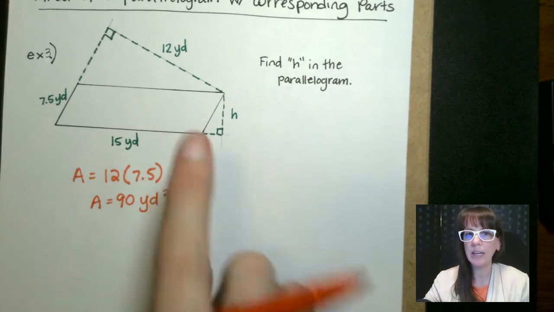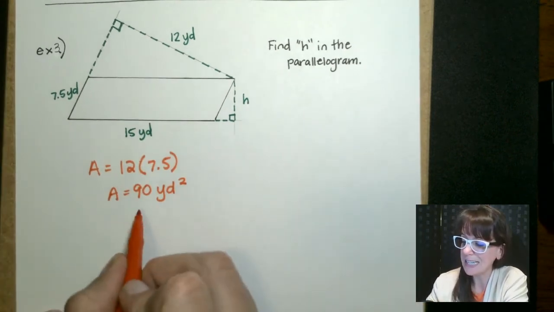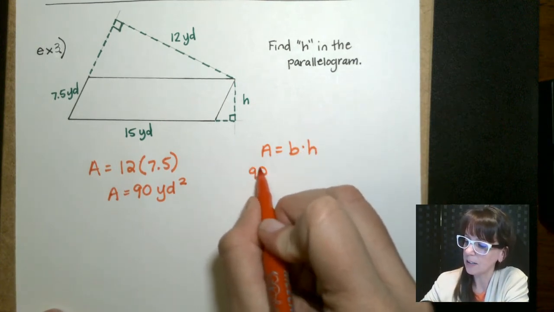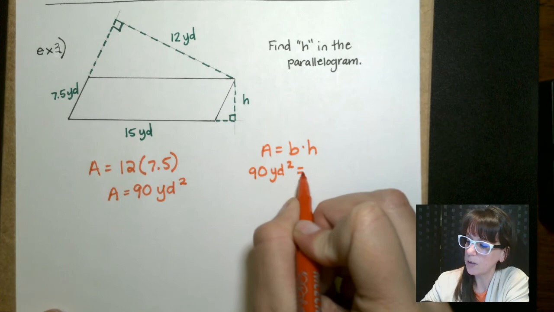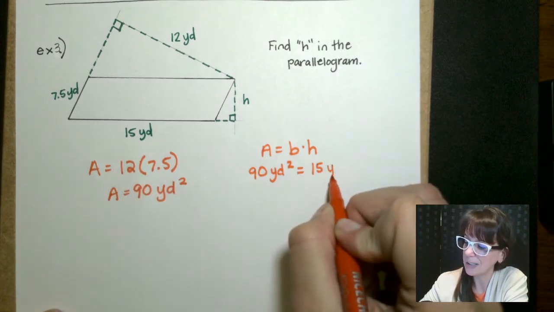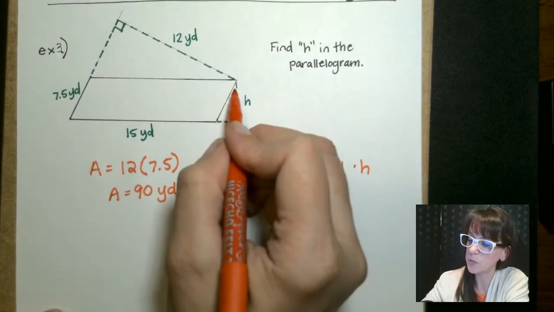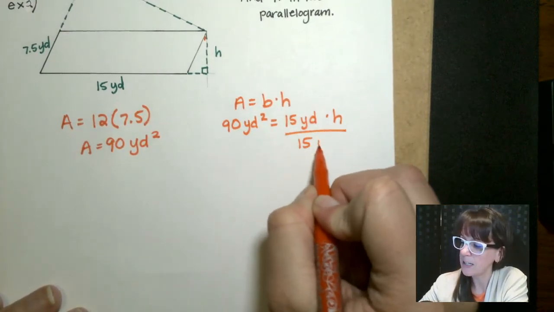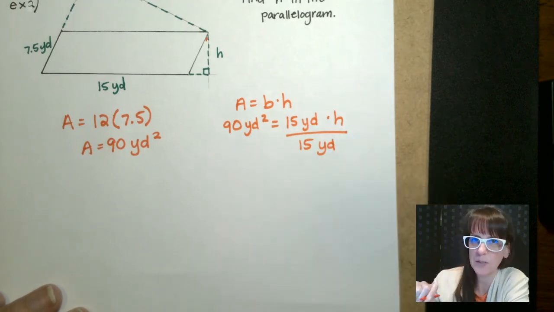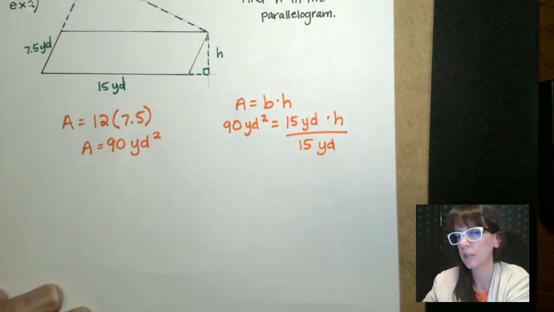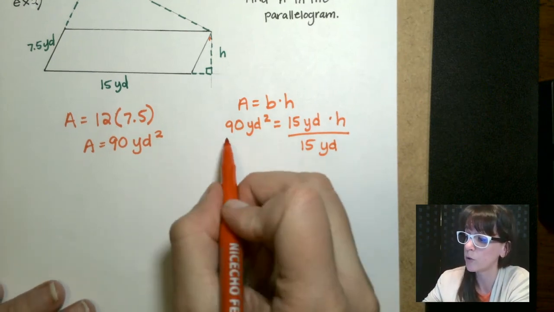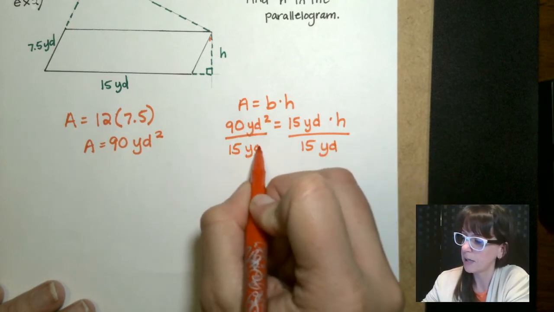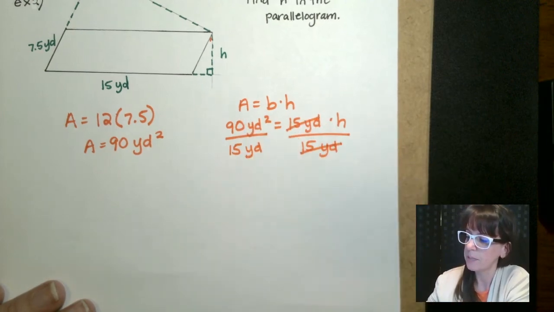All right, so now we know the area of this parallelogram. It is 90 yards squared. Area equals base times height. So 90 yards squared equals the base, which is 15 yards, times our height, which we don't know. So to get that h by itself, we're going to divide by 15 yards. And notice I left my units in here. This is always a good habit, especially if you're going to be in chemistry or you already are in chemistry, because units become a big, fun pain in the butt. All right, divide by 15 yards, divide by 15 yards.